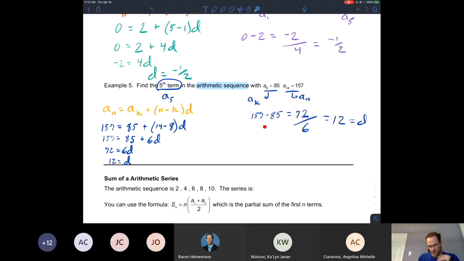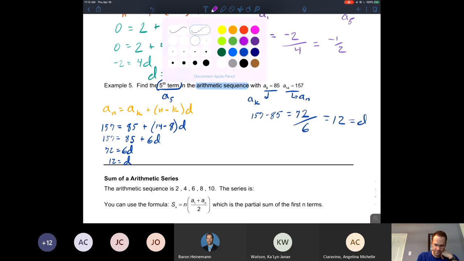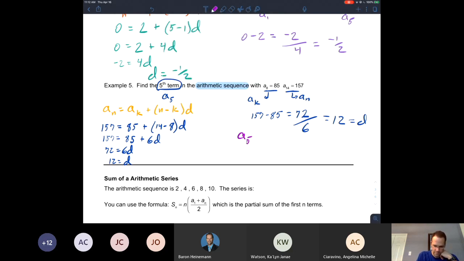Subtract, find the difference between the most recent term and the earlier term, and then divide by however many steps are between them. That's exactly what this formula does. And we find the common difference is d, and then we know, as I said earlier, that a sub 5 is basically the 8th term minus 3 common differences, 3 steps earlier. And so that is 85 minus 36, which is 49.